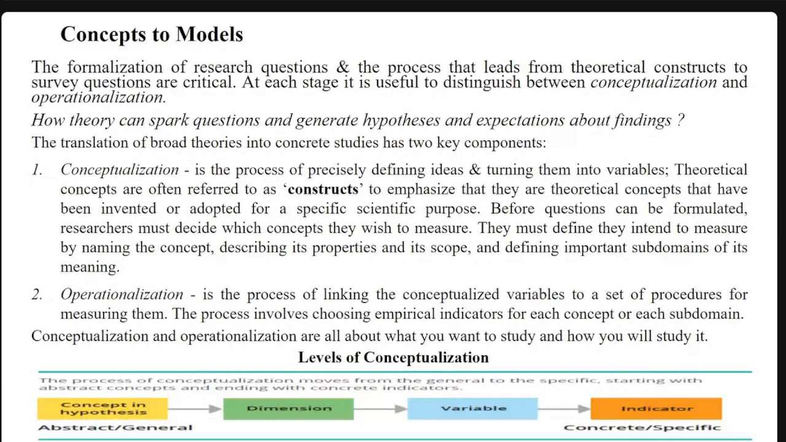Suppose you are trying to understand, or your hypothesis is that the urban poor are more migrant in nature. Urban poor are more migrant in nature. This is your hypothesis. Now, two things are in the conceptual stage. What are the two things? One is the migrant, another is the poor.